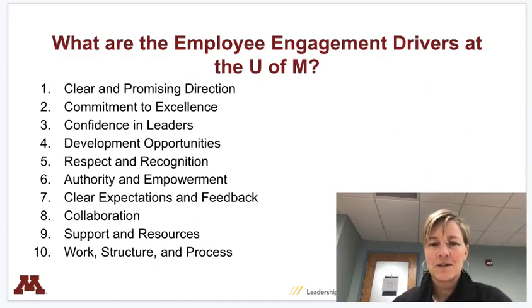I'm sure you've seen these before, but I'll read them off real quick. So the first is clear and promising direction, commitment to excellence, confidence in leaders, development opportunities, respect and recognition, authority and empowerment, clear expectations and feedback, collaboration, support and resources, and the last one, work structure and process.